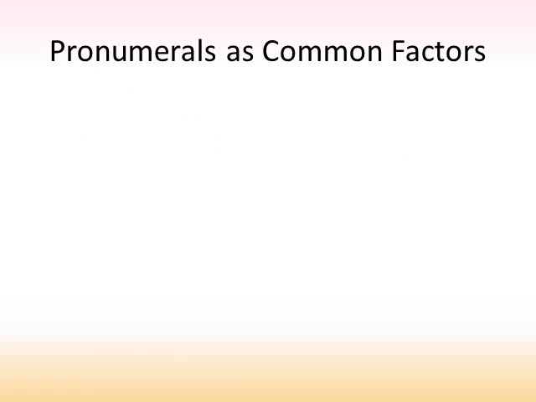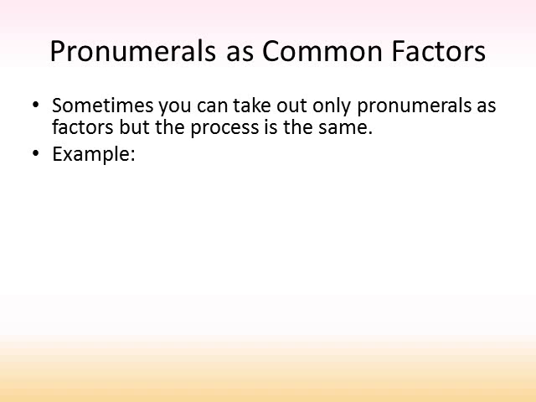Sometimes you take out only pronumerals as factors, but again the process is the same. Let's take this example here of 2a squared plus ab squared. You can see that the only numbers we have here are the indices, but they are indices of different pronumerals, so they cannot be common, as this is a times a and this is b times b. Let's look at the common factors for the pronumerals in this equation.